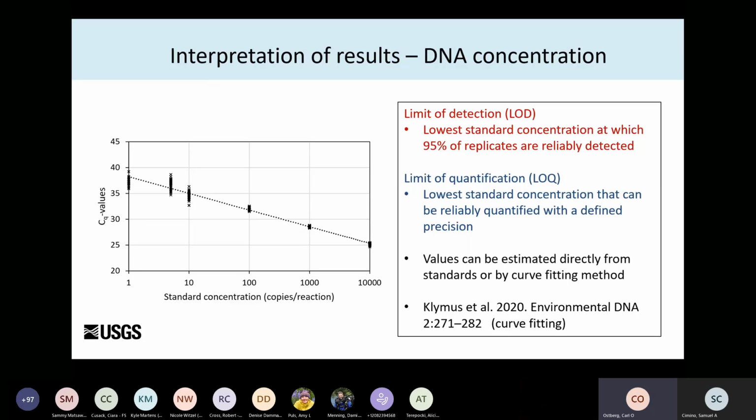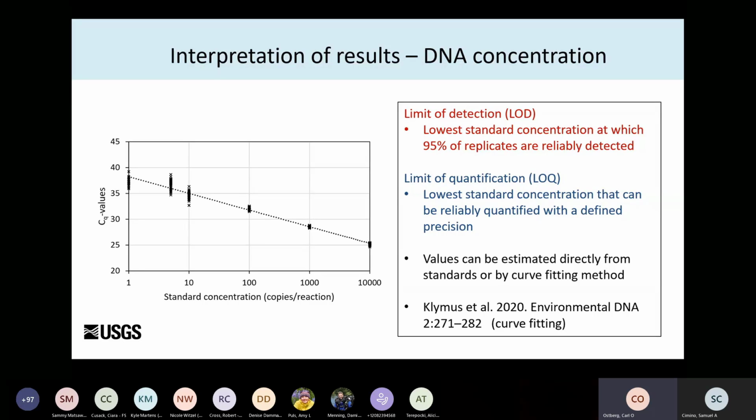So now let's look at interpreting DNA concentration results in more detail. Ultimately, we'd like to estimate DNA concentrations in our eDNA samples. But first, we're going to need some information on assay performance at low concentrations, which can be described by the limit of detection and limit of quantification.